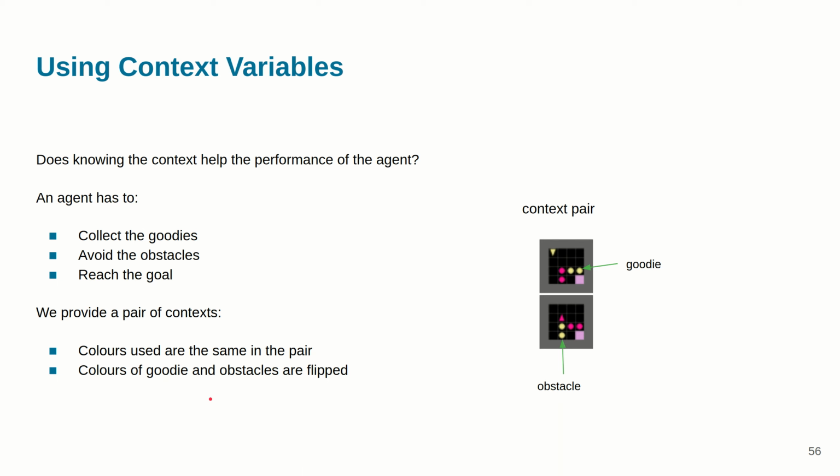And what we would like to know is that if we train an agent on a set of context pairs, will the agent be able to distinguish between the context in a pair? For example, will the agent notice that the policy should change depending on its own color or not?